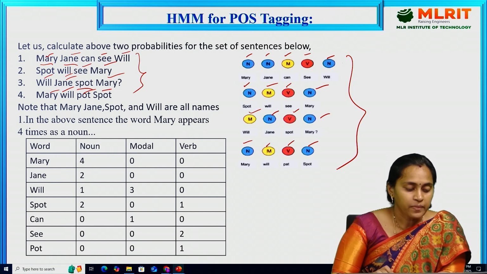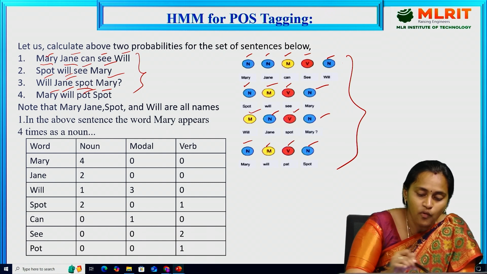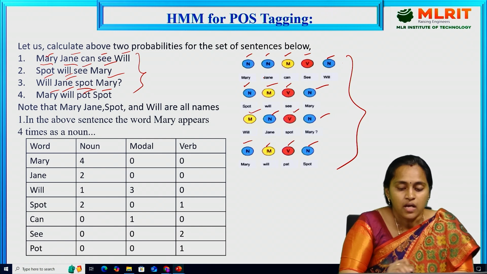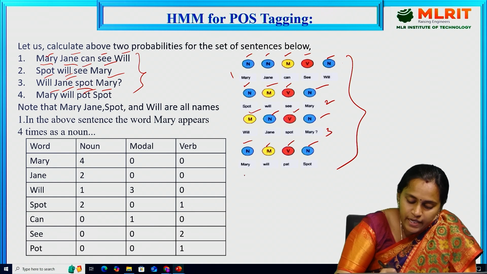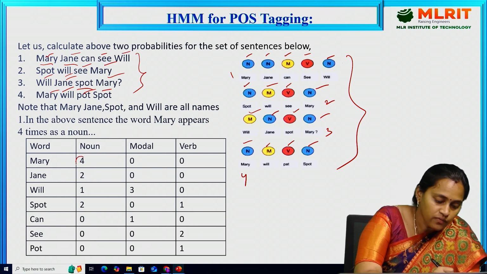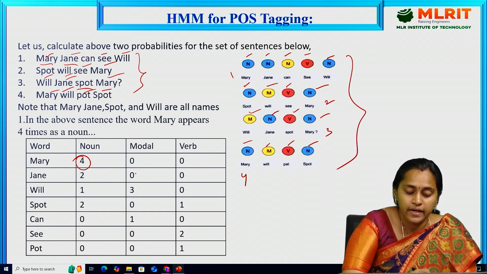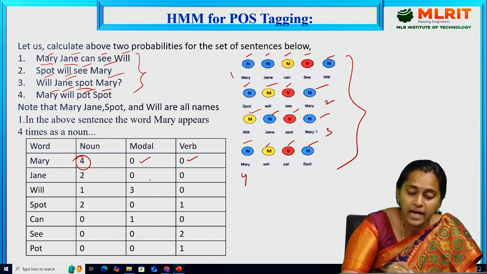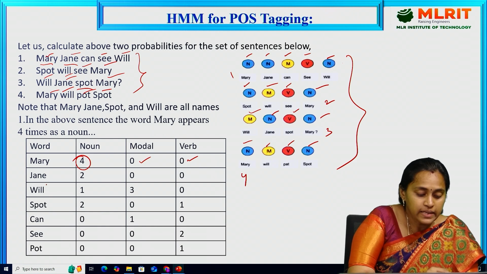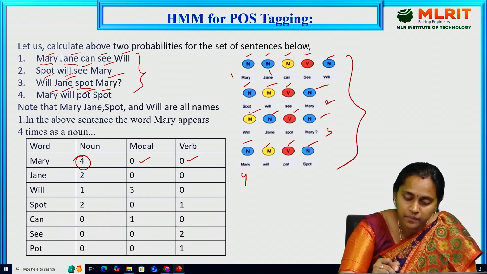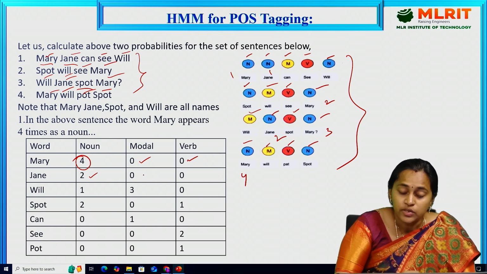See here, in the above sentences, the word Mary appears how many times? So here 1 time, and 2 times, 3 times, this is 4 times, right? This is 4. As a modal, how many times does Mary occur? 0 times. As a verb also 0. Right? See, Johnny, how many times? 1 time. Here 2 times. Right? As a modal, Johnny 0, verb 0.